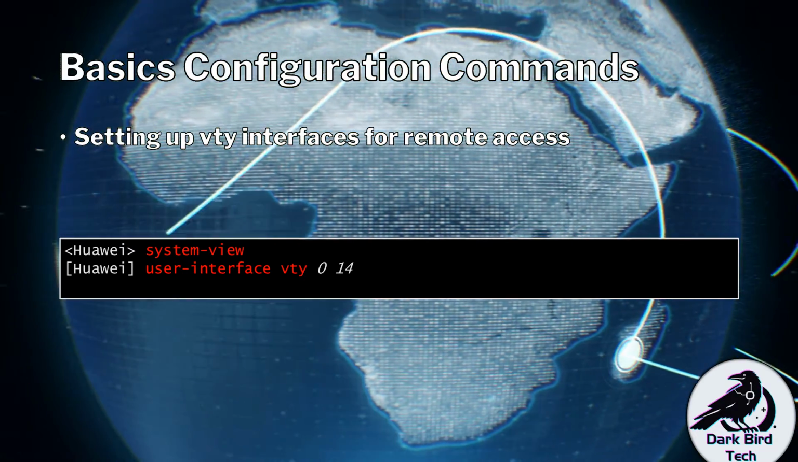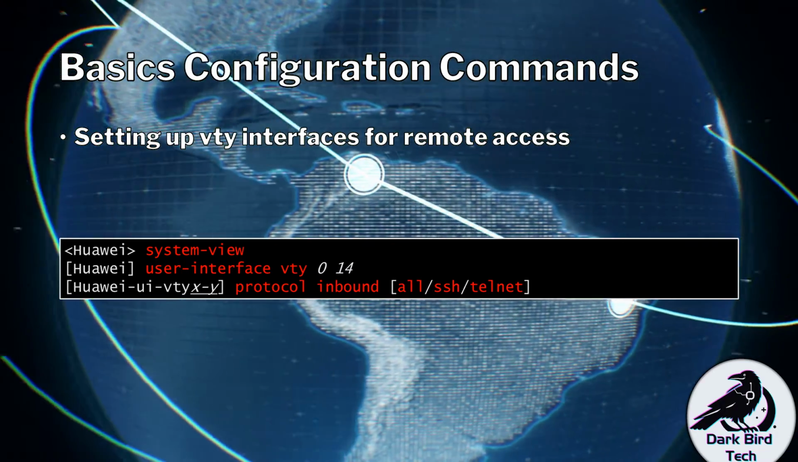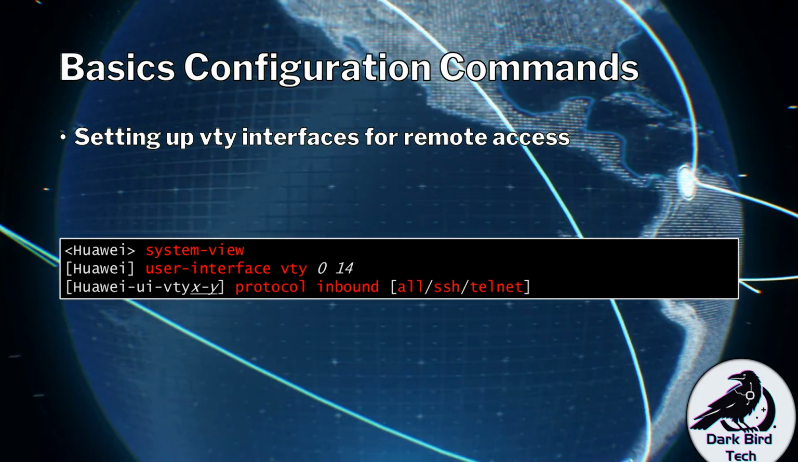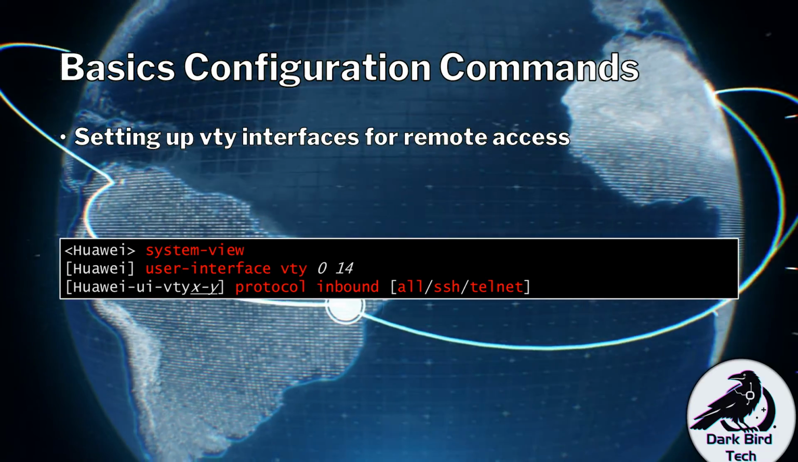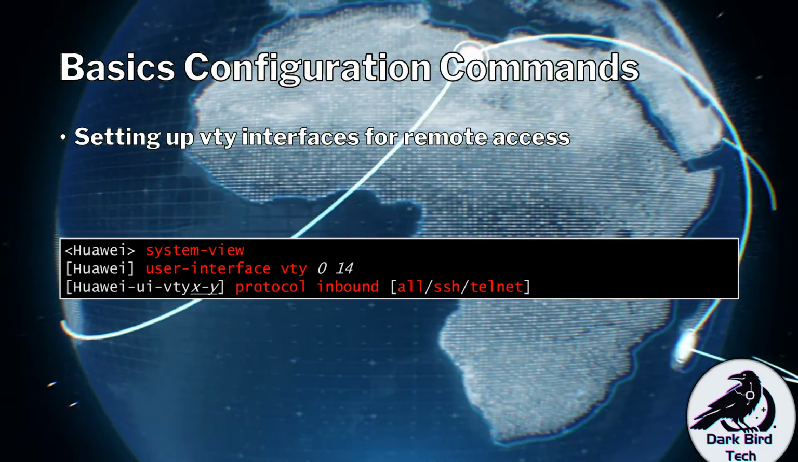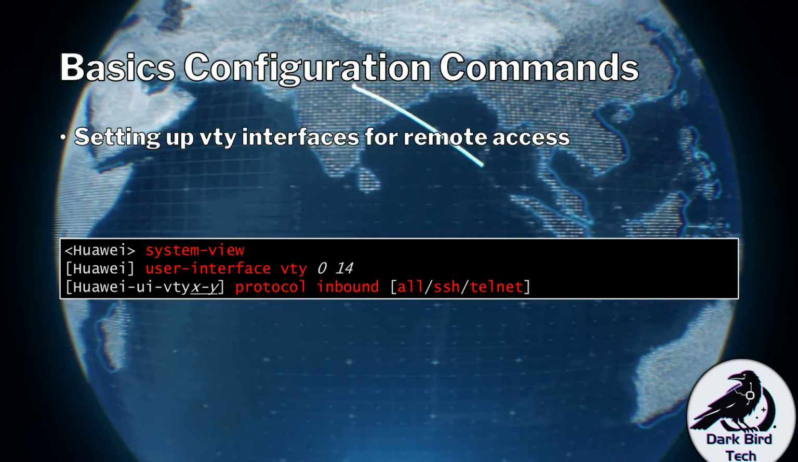And then once you're under that interface, you can run the command protocol inbound, and you can either say all, which just enables SSH and Telnet, or you could type either SSH or Telnet, your choice. I generally prefer SSH because I do like the better security it has. But while I'm here, it might be a good idea to apply some privileges and restrictions.